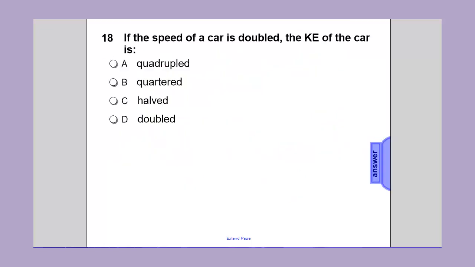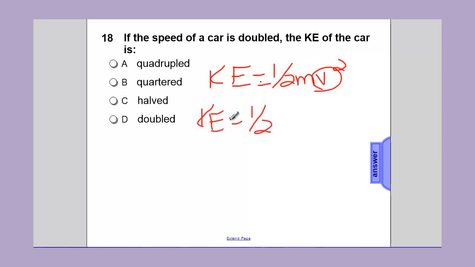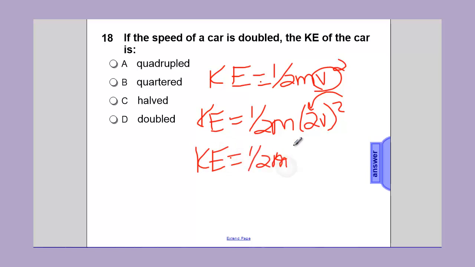18. If the speed of the car is doubled, the KE of the car is, so if we have our equation, KE equals 1/2 mv squared, and we are doubling our velocity, we're going to have KE equals 1/2 m 2v squared. So if we square that 2, we end up with KE equals 1/2 m 4v squared, which means this answer is going to be multiplied by 4, which means it will quadruple.